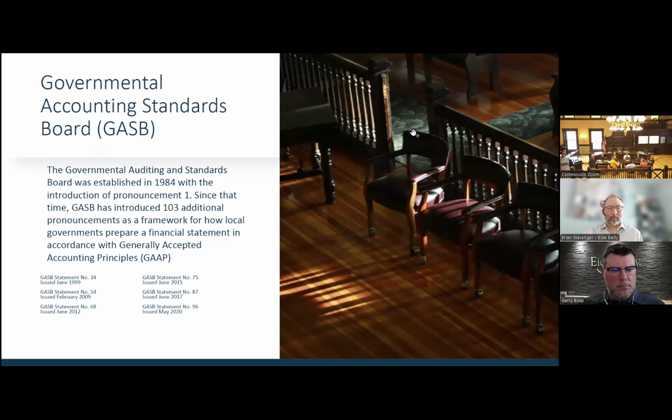So commissioners, Jerry and Brian touched on some of the GASB GAP, as they stated it. The Governmental Accounting Standards Board, this acronym gets me every time. The Governmental Accounting Standards Board, or GASB, was established in 1984, like Jerry said, with the introduction of Pronouncement 1. Since that time, GASB has introduced 103 additional pronouncements as a framework for how local governments prepare their financial statements in accordance with the GAP framework. In other words, it's a technical guide for how financial statements should be prepared. In the research that staff performed for this session, the GASB statements that were brought up time and time again by individual firms or peer organizations are listed on the slide.